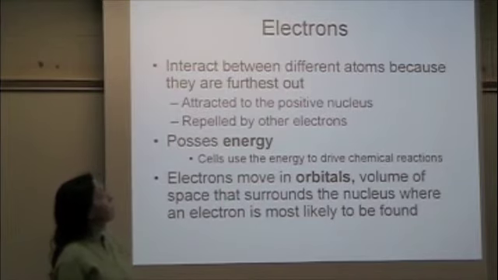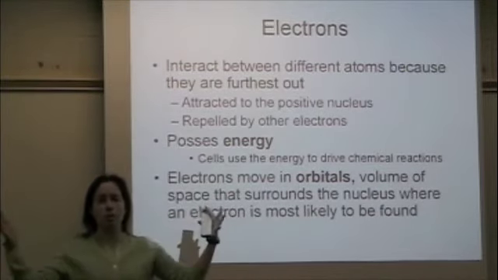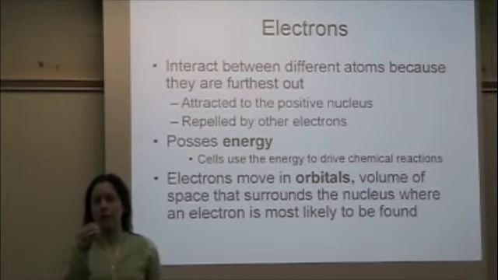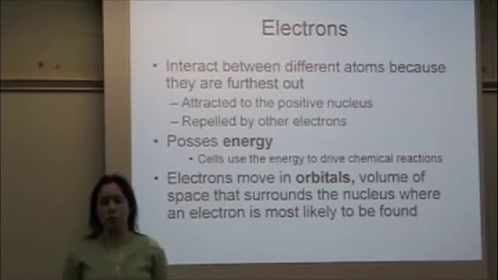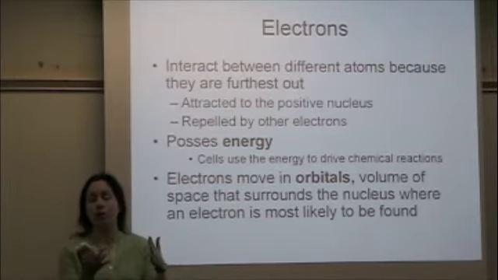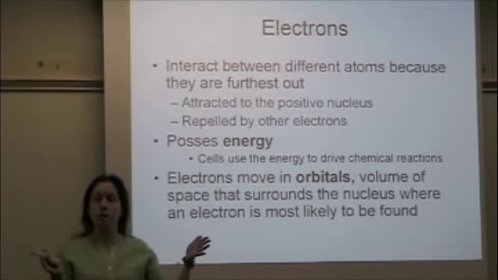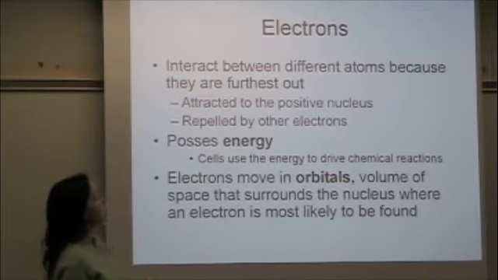So electrons have this duality. They interact between different atoms because they are so far out from the nucleus. If you think of the nucleus as like an apple, the closest electron to the nucleus would be about a mile away. So when two atoms interact to undergo reactions, say, carbon and oxygen to form carbon dioxide, it's really the electrons that are doing the interacting. It's not the protons or the neutrons that are in the nucleus.